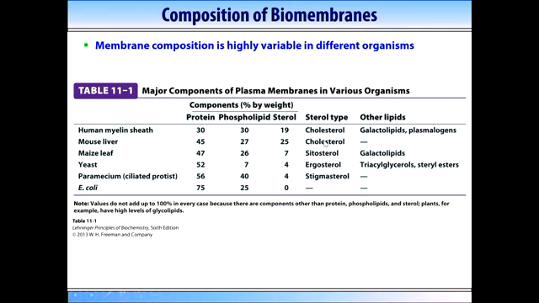What are different lipids in various biological membranes? For example, pay attention to the content of the protein. If we talk about bacteria like E. coli, it's like 75% protein and 25% phospholipid, and like 0% cholesterol, because E. coli is bacteria, so they don't have cholesterol.